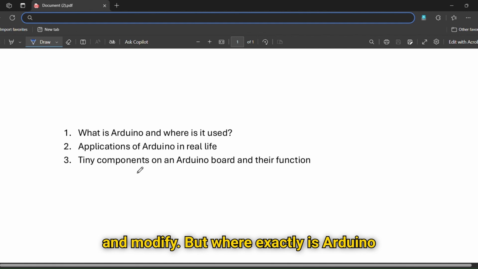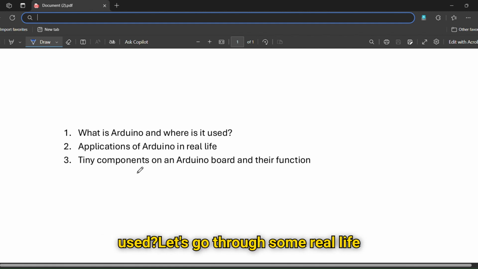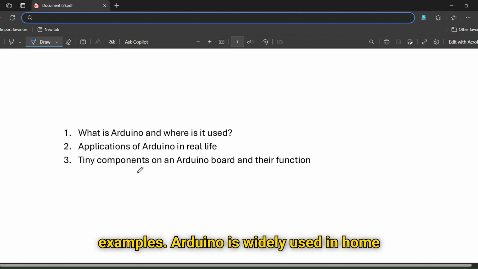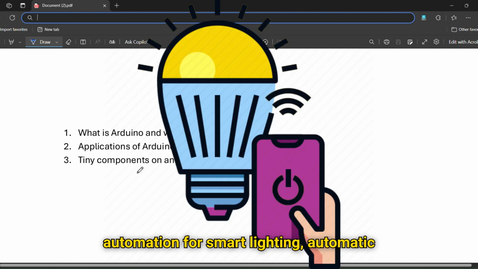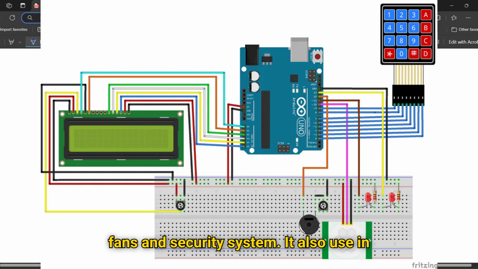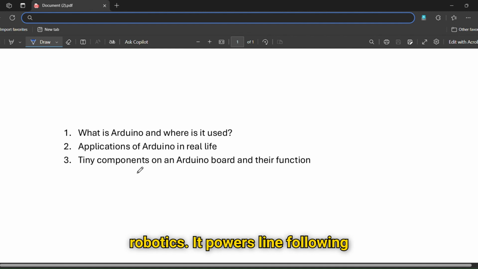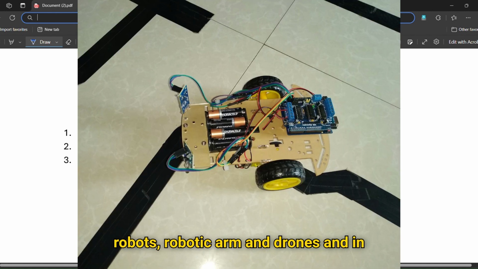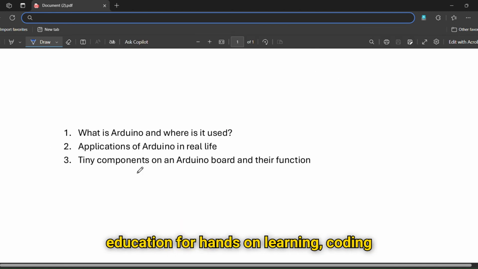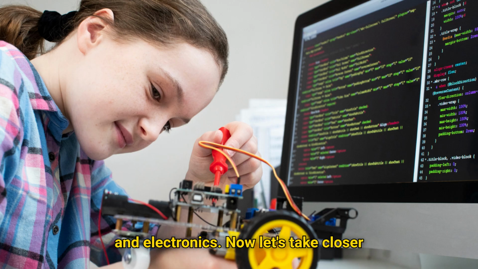But where exactly is Arduino used? Let's go through some real life examples. Arduino is widely used in home automation for smart lighting, automatic fans, and security systems. It is also used in robotics. It powers line following robots, robotic arms, and drones. And in education for hands-on learning in coding and electronics.